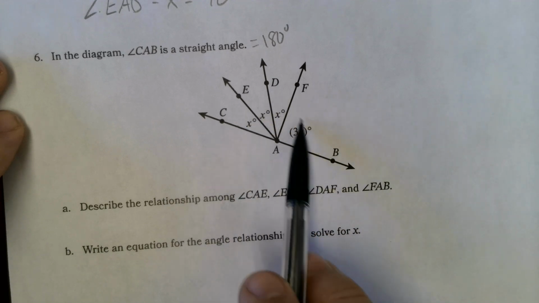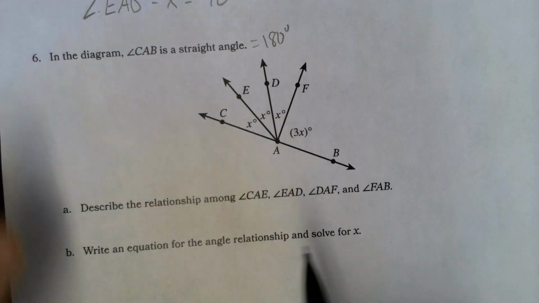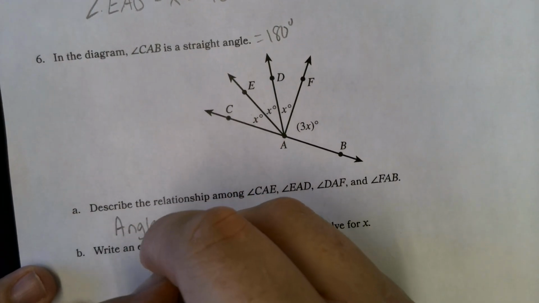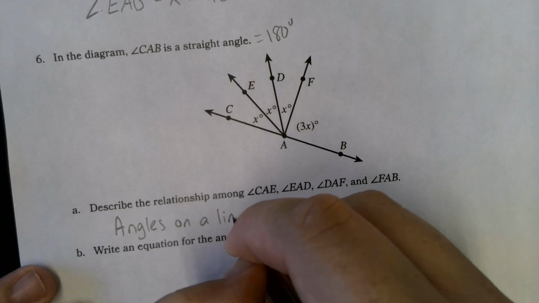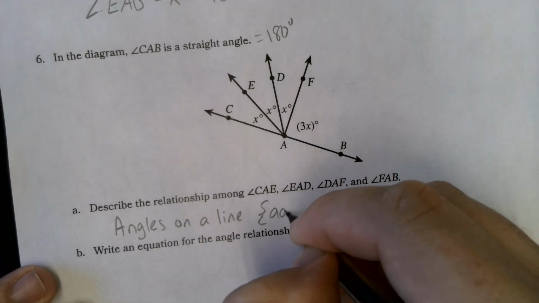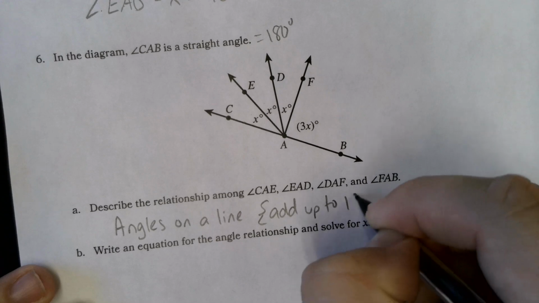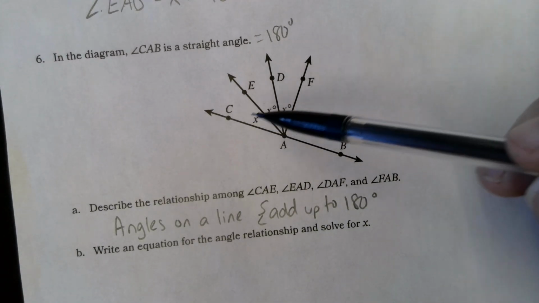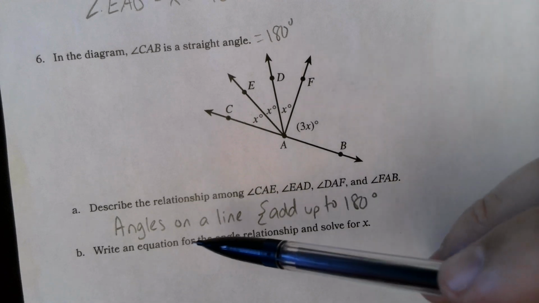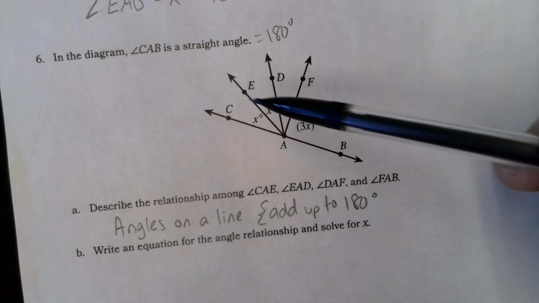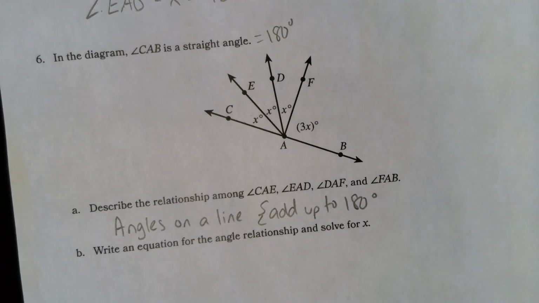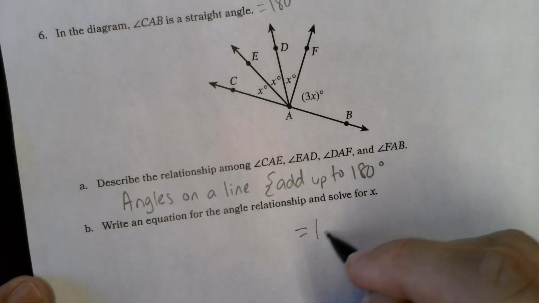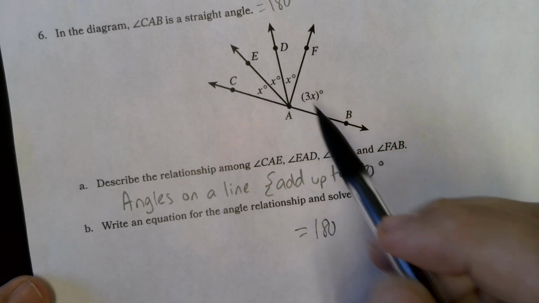Well, I have all four of these. Okay, these are what we call angles on a line, and they add up to 180 degrees. When you have more than two angles that add up to 180, we refer to them as angles on a line because they make a straight line. Okay. So again, since they add up to 180, I'm going to add every single one of these together.